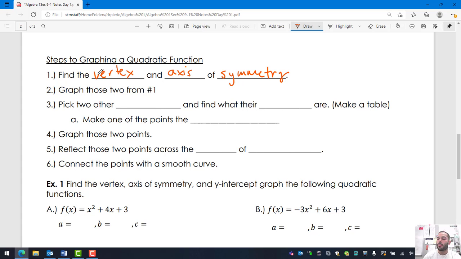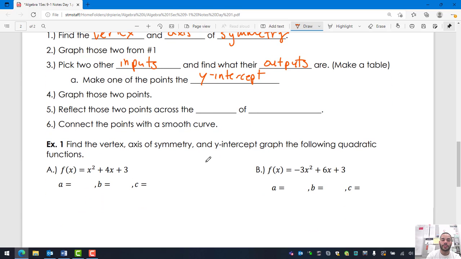Then you're going to pick two other inputs and find what their outputs are. You can pick whatever inputs you want, but typically there are easier numbers to plug in than others. You should usually make one of those inputs the y-intercept. Then you're going to graph those two points.